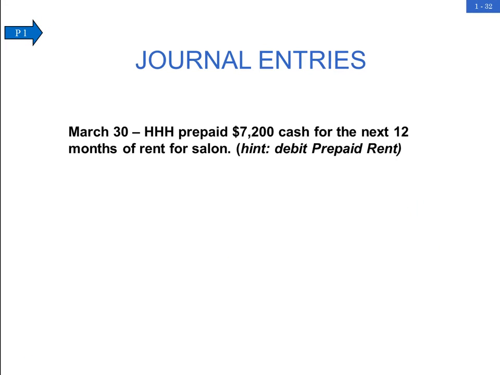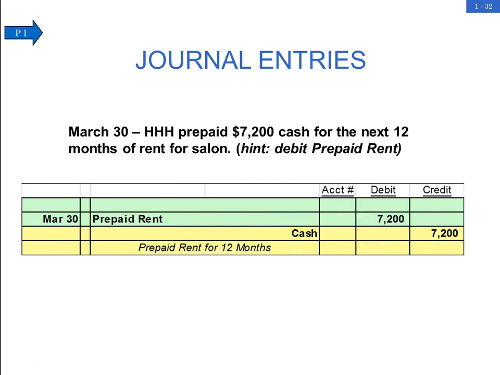Next, same day, Harriet the haircutter prepaid $7,200 cash for the next 12 months of rent. So we just paid the rent for the month before, and now we're paying for 12 months forward. We're spending cash again. It's going to be a credit to cash, and the debit here is to prepaid rent, which is an asset account.